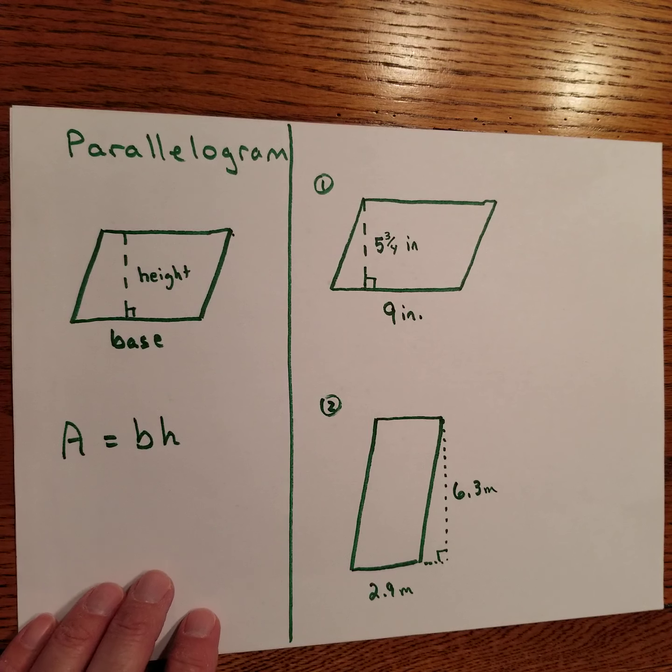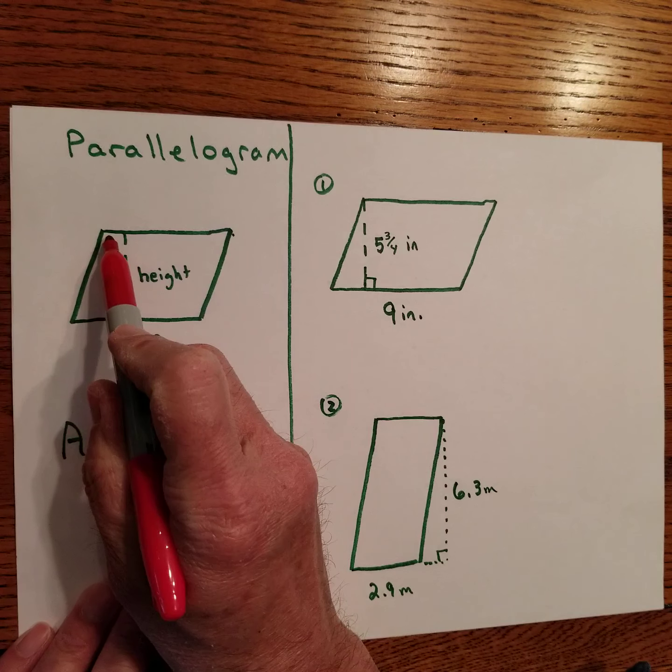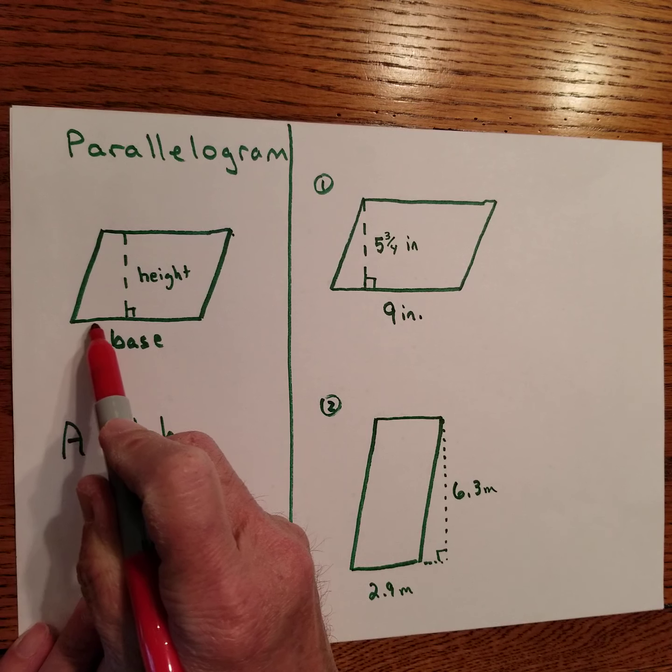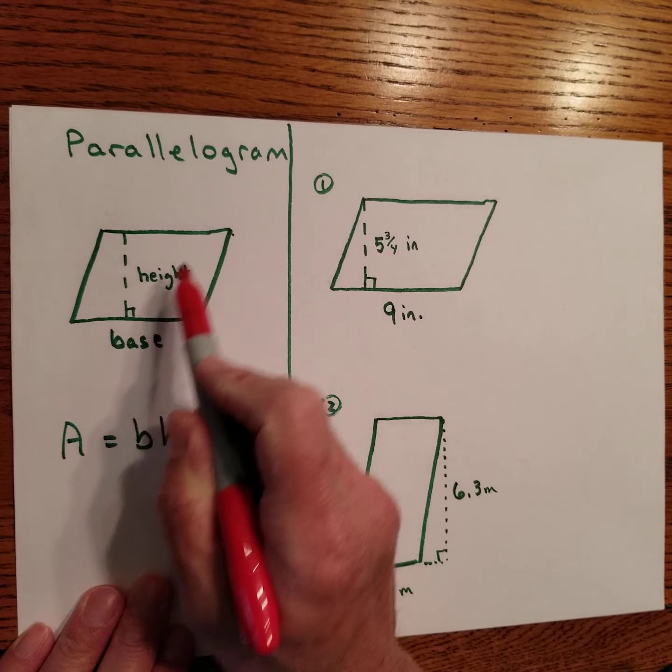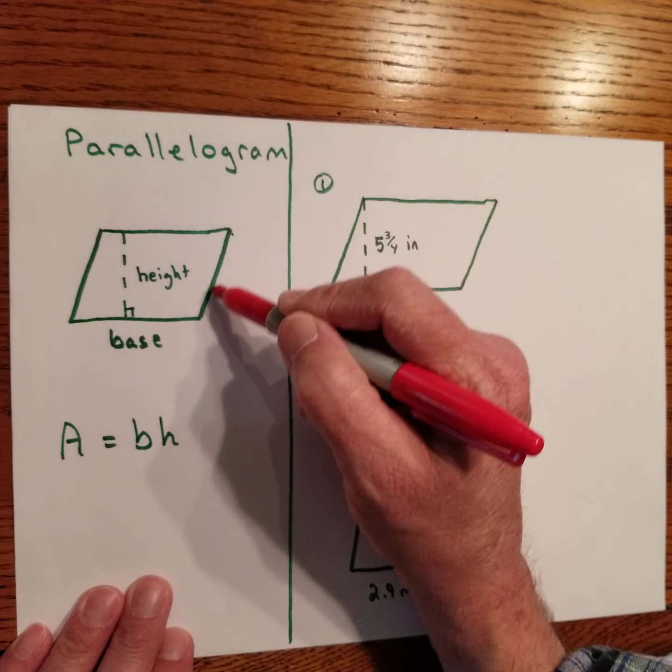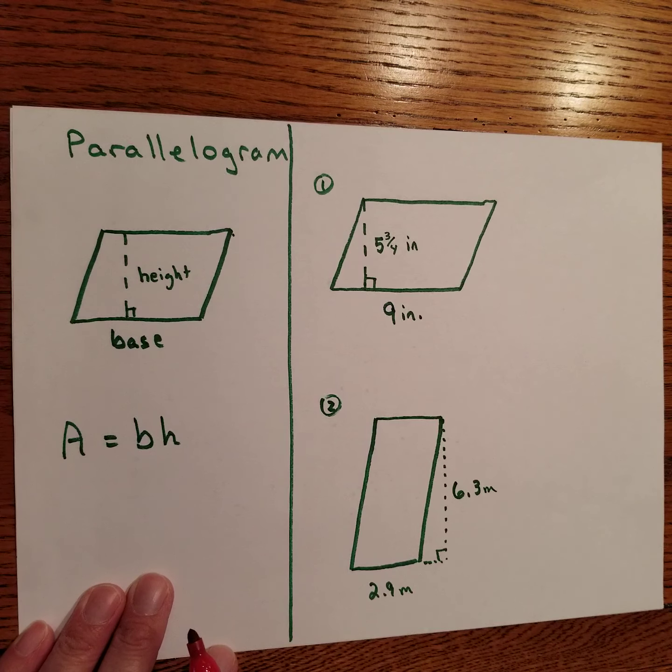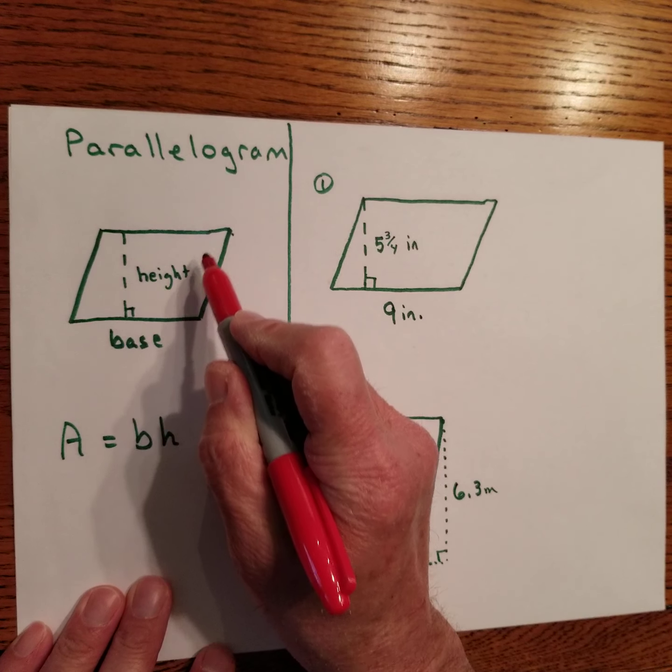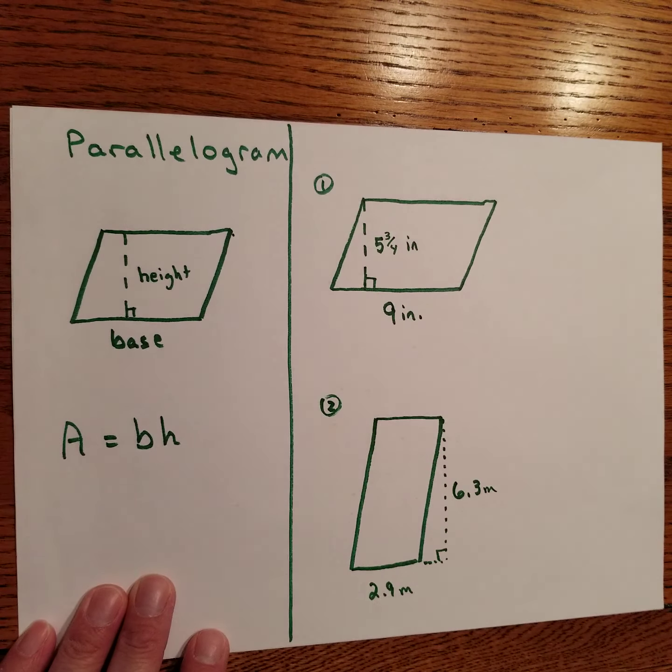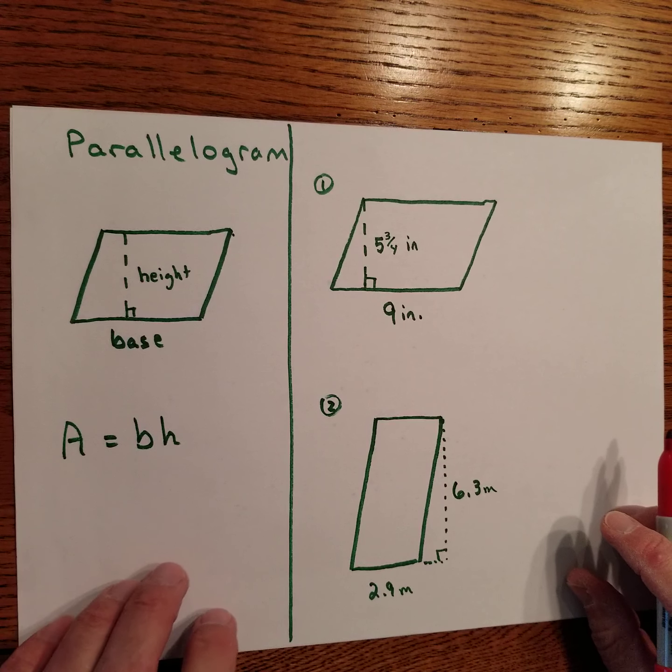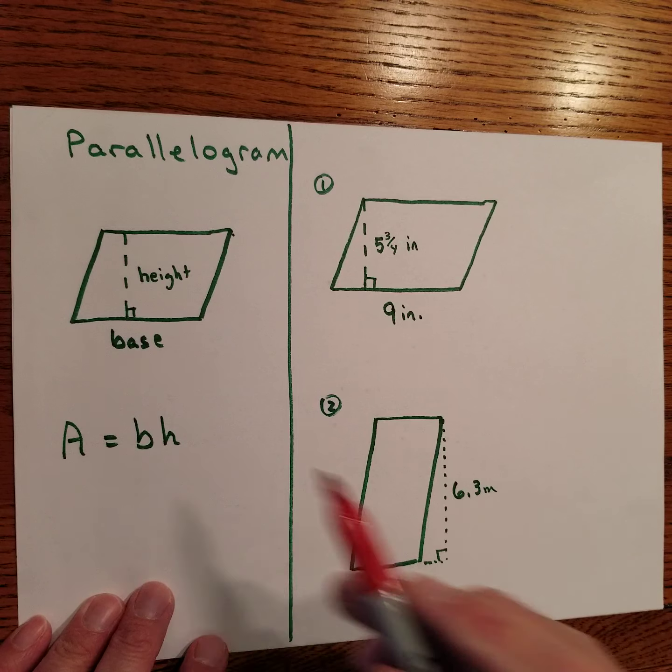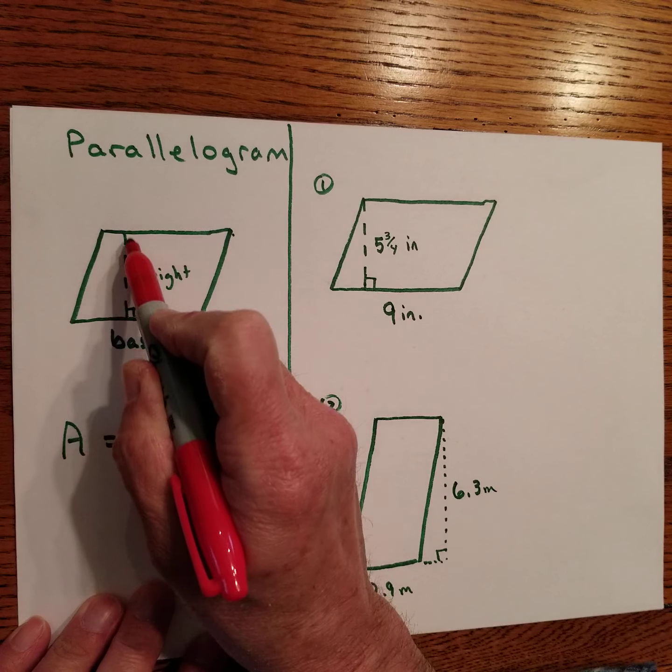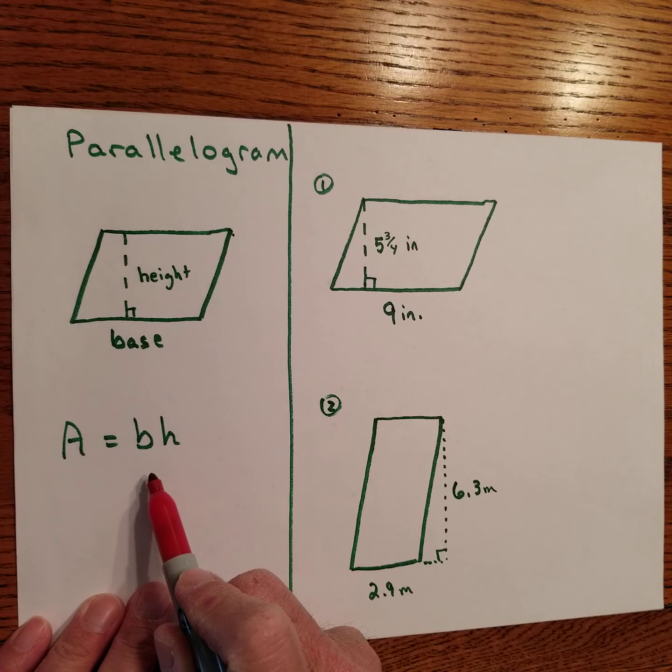A parallelogram is a geometric figure that has two sets of parallel lines. See how the top and the bottom are parallel? And also the right and the left are parallel? Now the angles do not have to be right angles. If they're not right angles, it's just a parallelogram. If they were right angles, then it's a special parallelogram called a rectangle. A parallelogram has a base and a height, and the formula for area is just base times height.